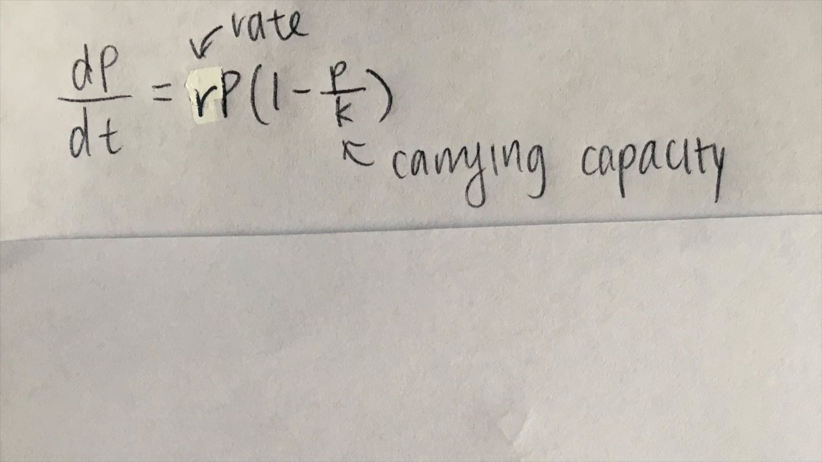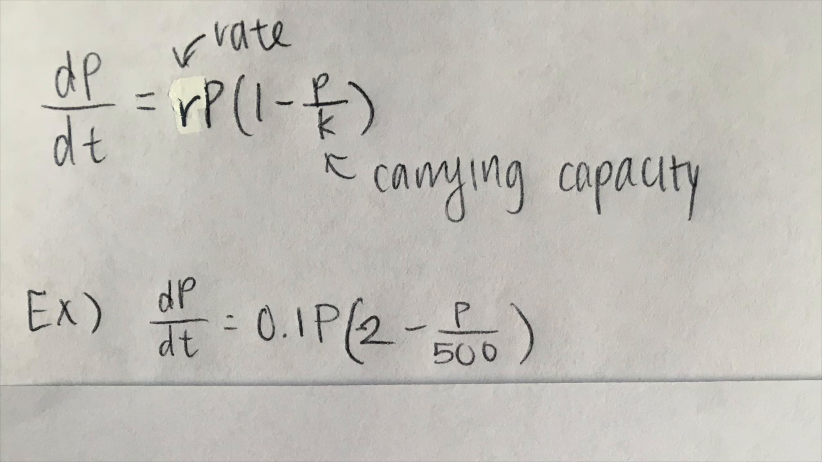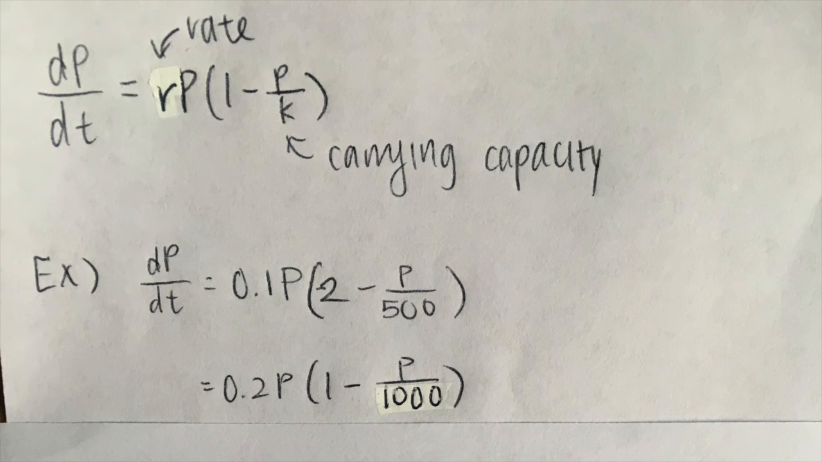A common mistake is not factoring the first derivative of P(t) properly. If you try to determine K, the carrying capacity, from the first derivative of P(t), make sure your formatting is right. It should be r times P times (1 minus P over K). For example, if our equation dP/dt equals 0.1 times P times (2 minus P over 500), and we wanted to find the carrying capacity, we would have to first factor out 2, so that the equation equals 0.2P times (1 minus P over 1000).